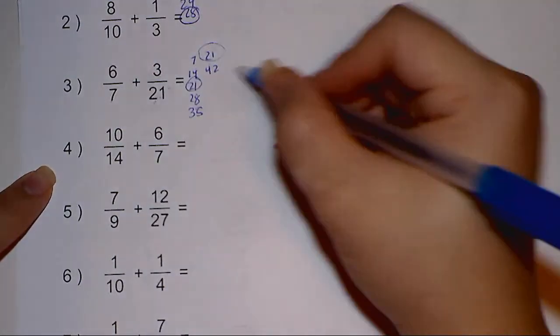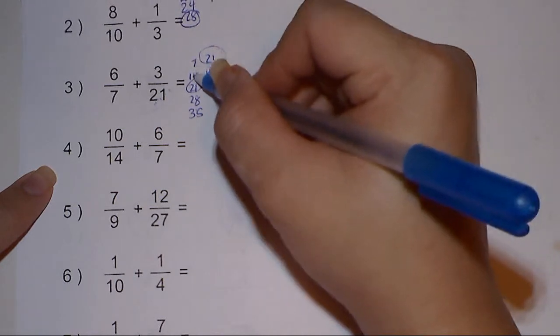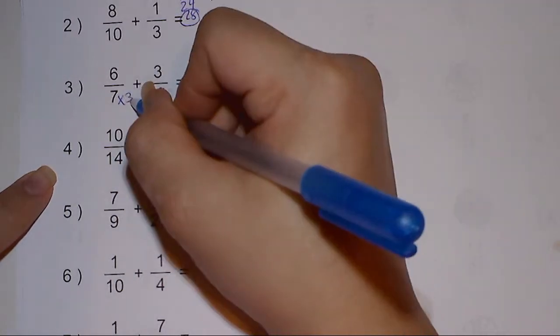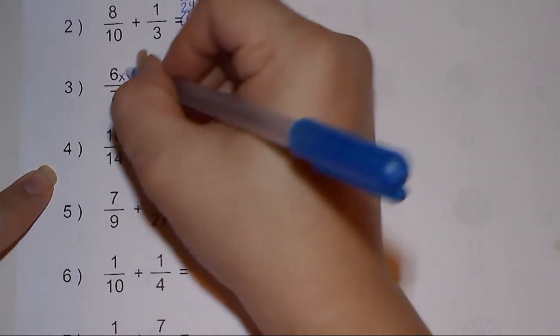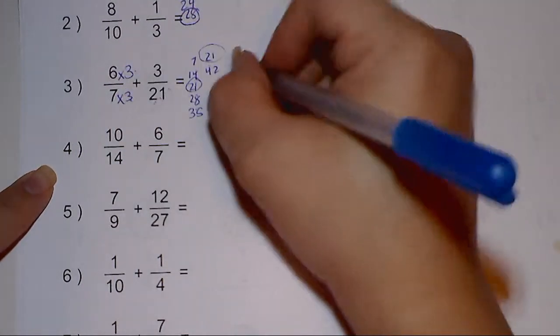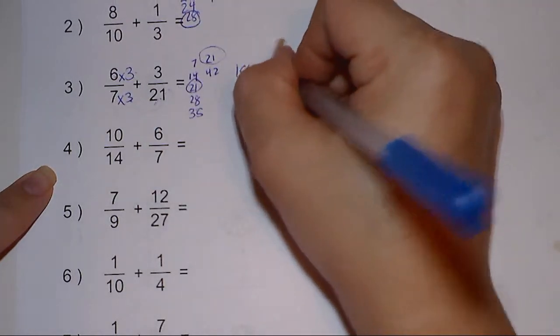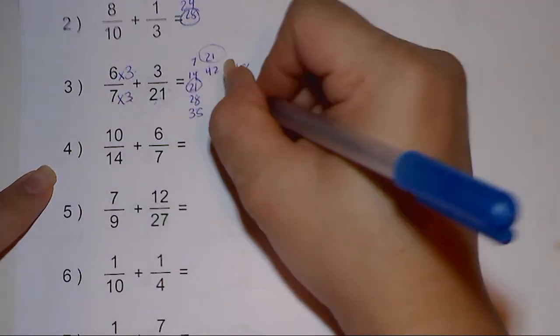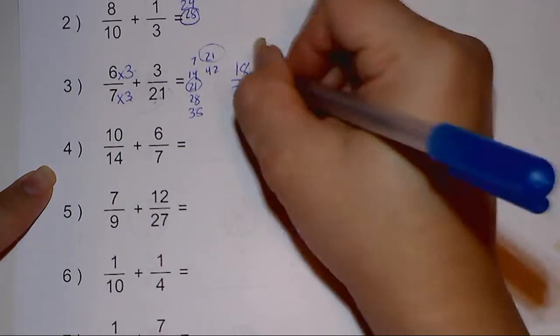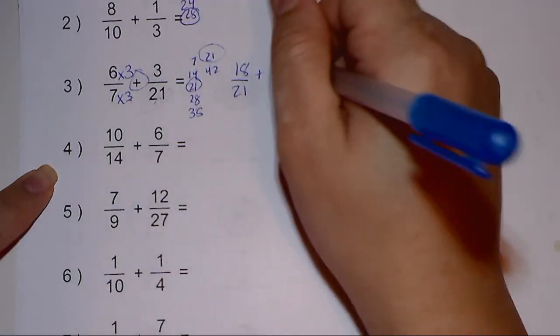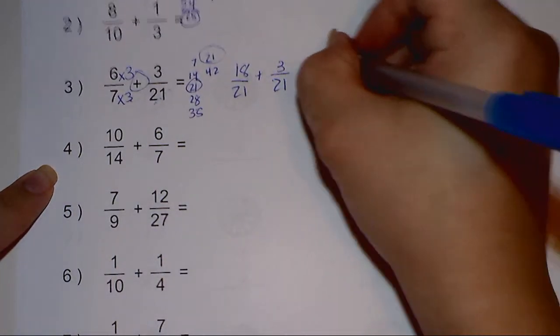Okay? So what do I have to do? 7 times what? 1, 2, 3. So 7 times 3, and what I do to the bottom, I must do to the top. So 6 times 3 is 18. 3 by itself. And the common denominator is 21. And don't forget the operation. So 18 plus 3 equals 21 over 21.